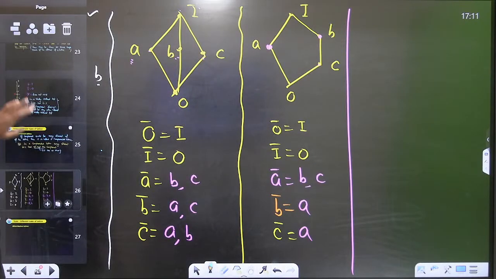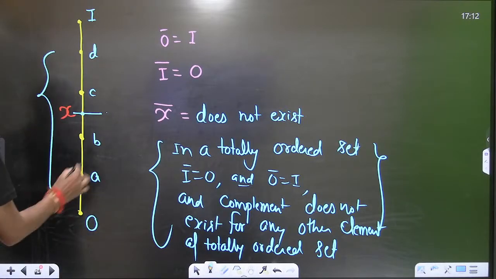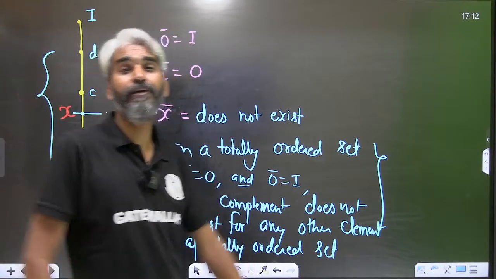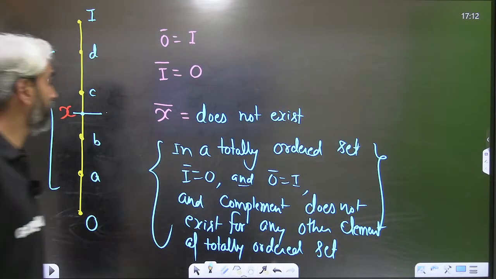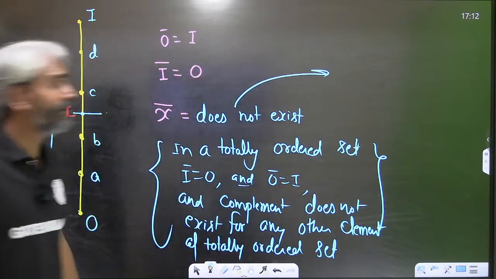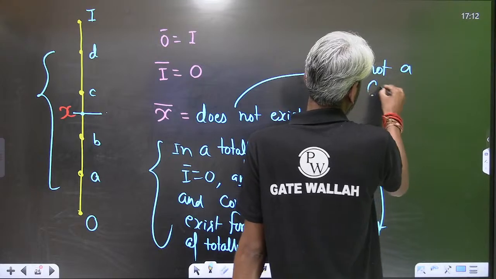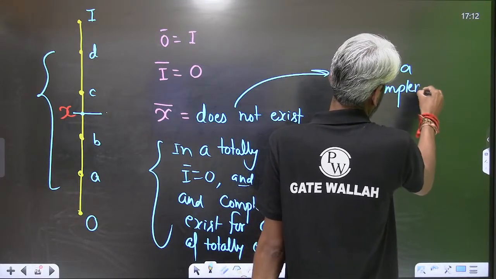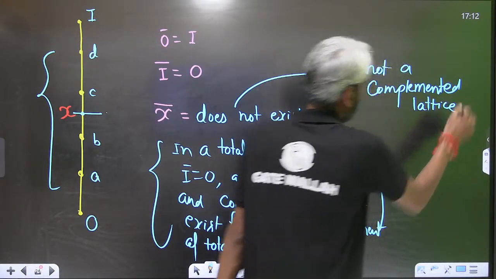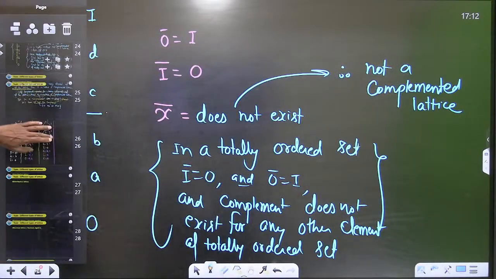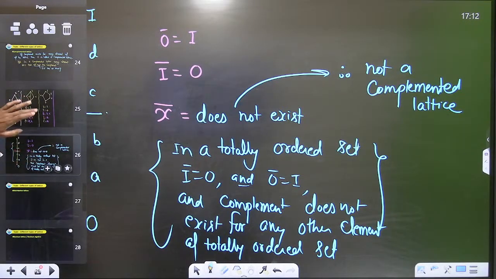look at this totally ordered set, is it a complemented lattice? No, sir. The complement does not exist for A, B, X, C, D. So there are many elements for which the complement does not exist. Therefore, it is not a complemented lattice. So the moment I say X complement does not exist, therefore not a complemented lattice. Because I have used logic, not a complemented lattice.